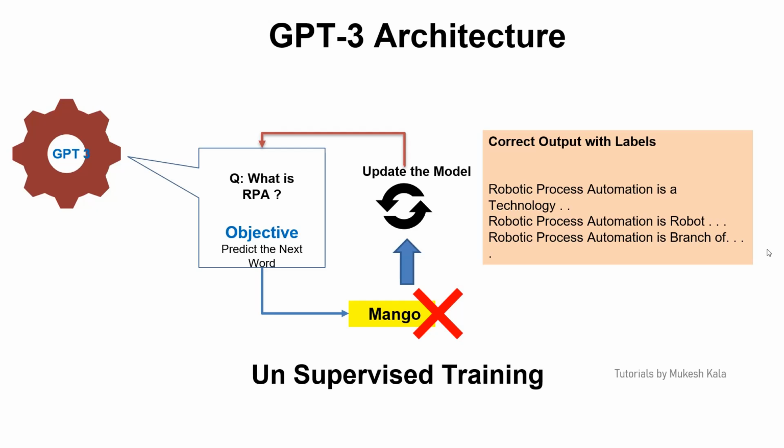We expect the model to give us the next word in the form of prediction. If the prediction is correct, we reward the model. If the prediction is not correct, we penalize the model and we update the model, right? So this is how the inside of that architecture works on an unsupervised training.